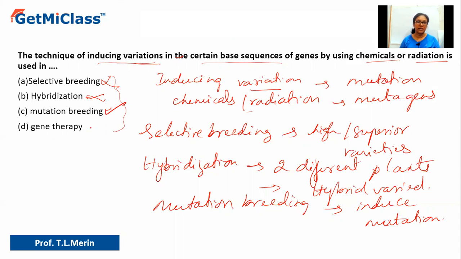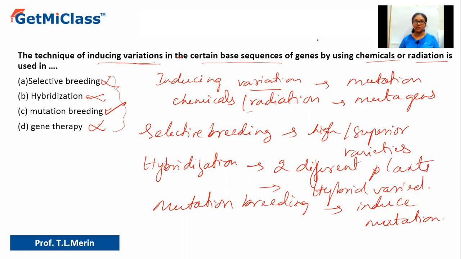Option D is gene therapy. Gene therapy is used to change whatever is varied already, that we are going to correct. We are not bringing about variation. We are actually correcting the variation. And hence it is ruled out. Here we are not bringing about the mutation. Whatever mutation is there, that we are going to correct, bringing it back to normal. That is what gene therapy is.